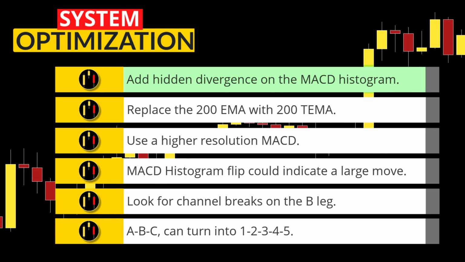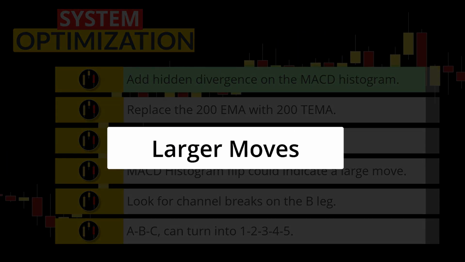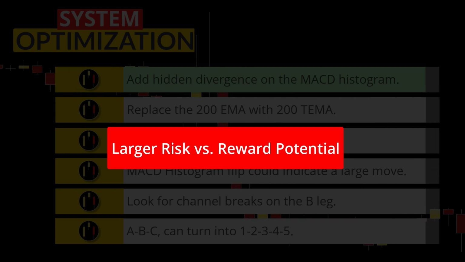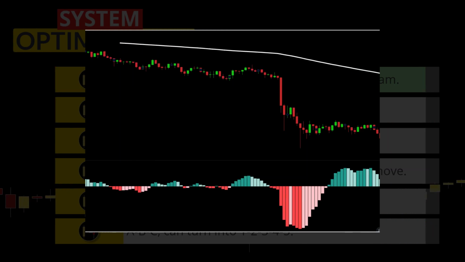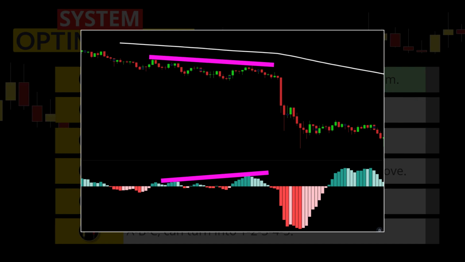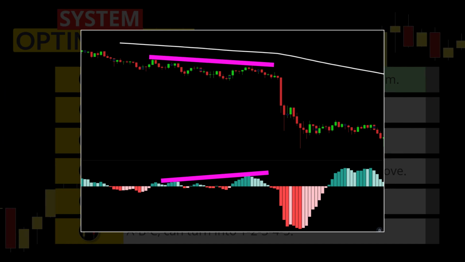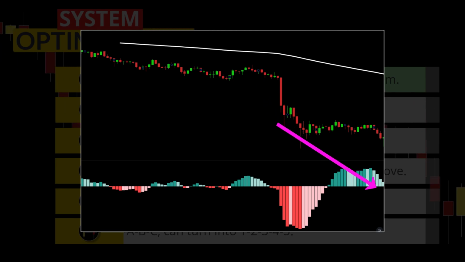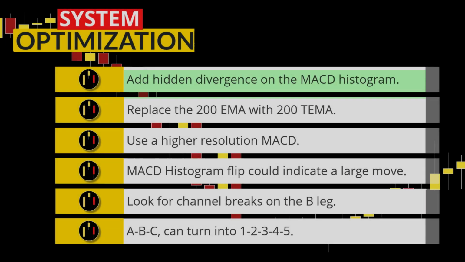First, adding hidden divergence to this strategy could get you into larger moves and thus give you the ability to have a larger risk to reward ratio. Look here, where we have a higher high on the MACD histogram and a lower high on price. Then we get a huge bearish move. This system is screaming for hidden divergence.